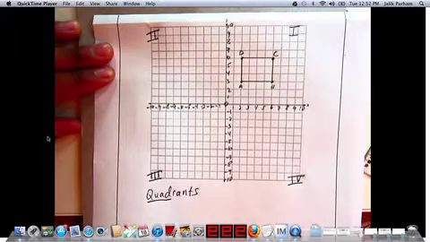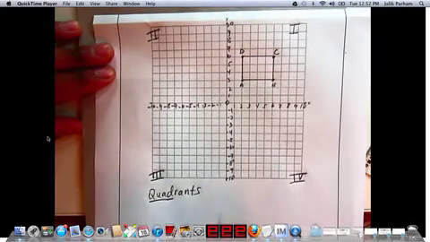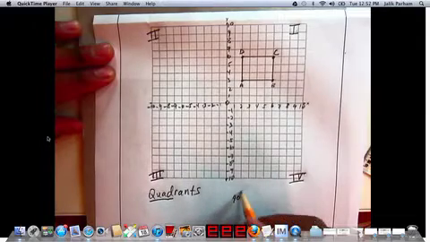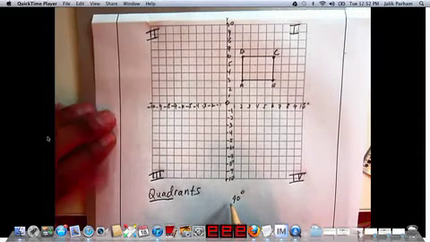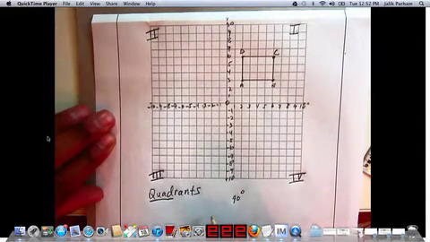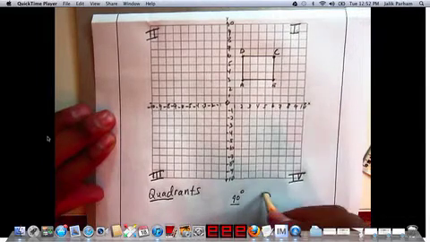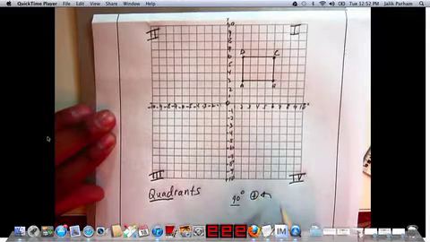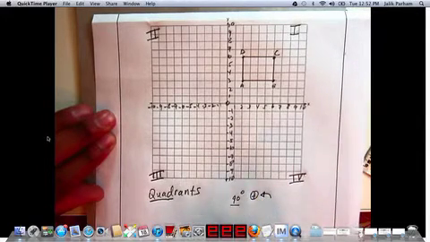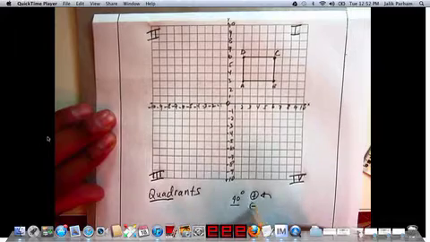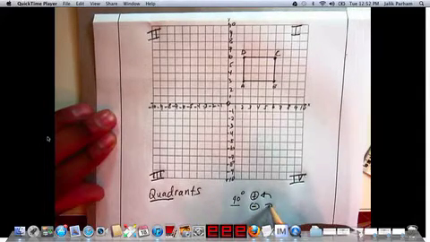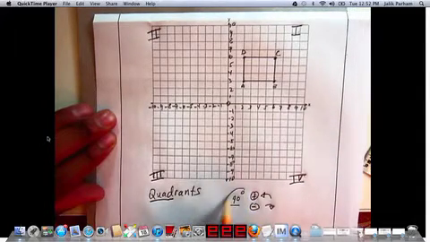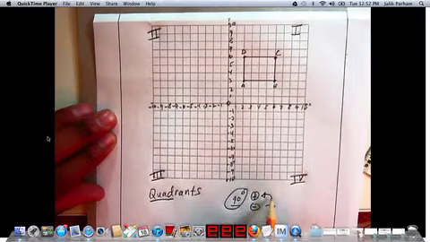Okay? What we're going to be doing is rotating this figure 90 degrees. Now remember, when they just say 90 degrees and they don't tell you counterclockwise or clockwise, they just give you a positive angle. You're going to go counterclockwise because counterclockwise is the customary way that we rotate. If it's a negative degree, we're going to go clockwise. But here we have a positive degree, so we're going to go counterclockwise.